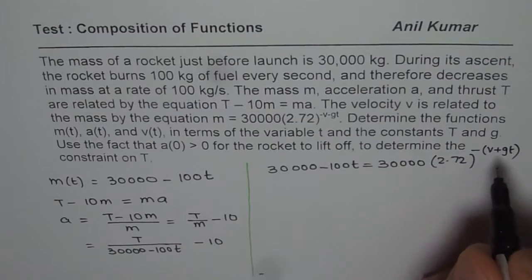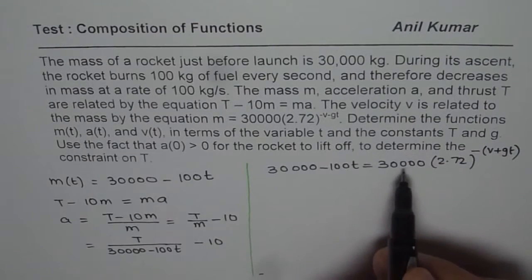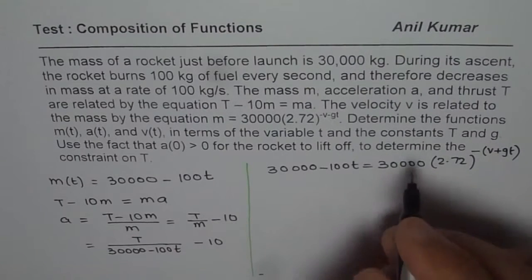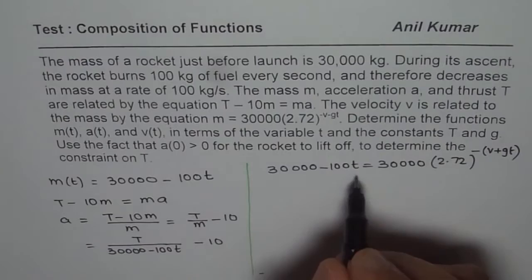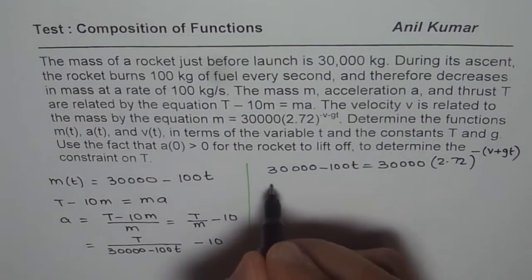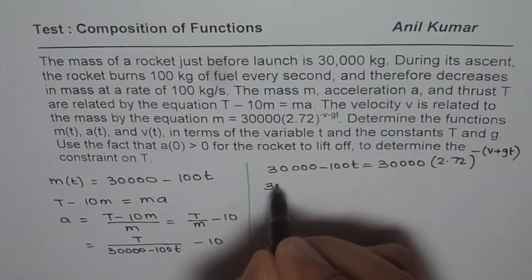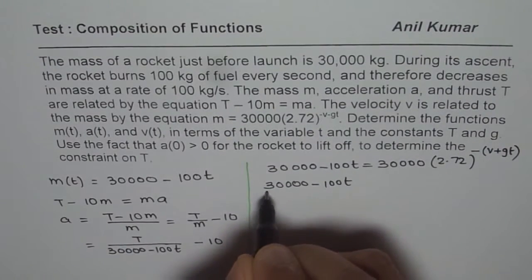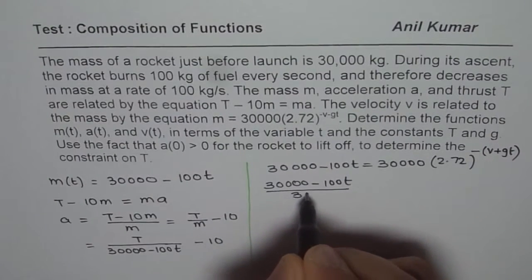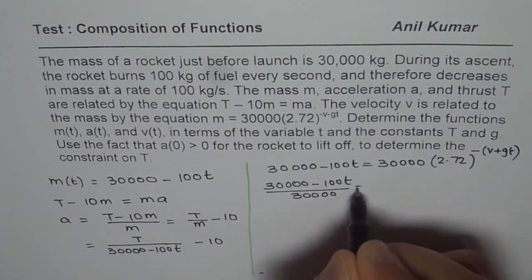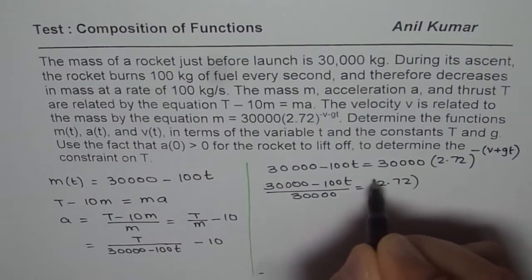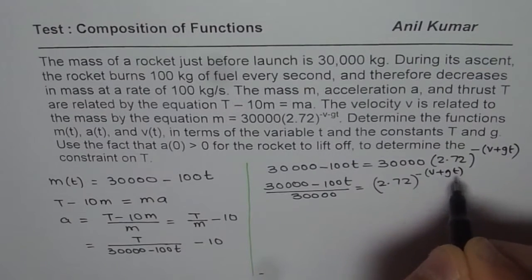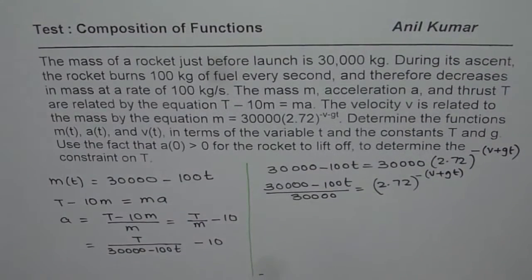Now that is an exponential equation, so we'll take log later. Let's first divide by 30,000 and see what we get here. If I divide this by 30,000, I get (30,000 minus 100t) divided by 30,000 equals 2.72 to the power of minus (v plus gt). So we took minus common, therefore it became plus.